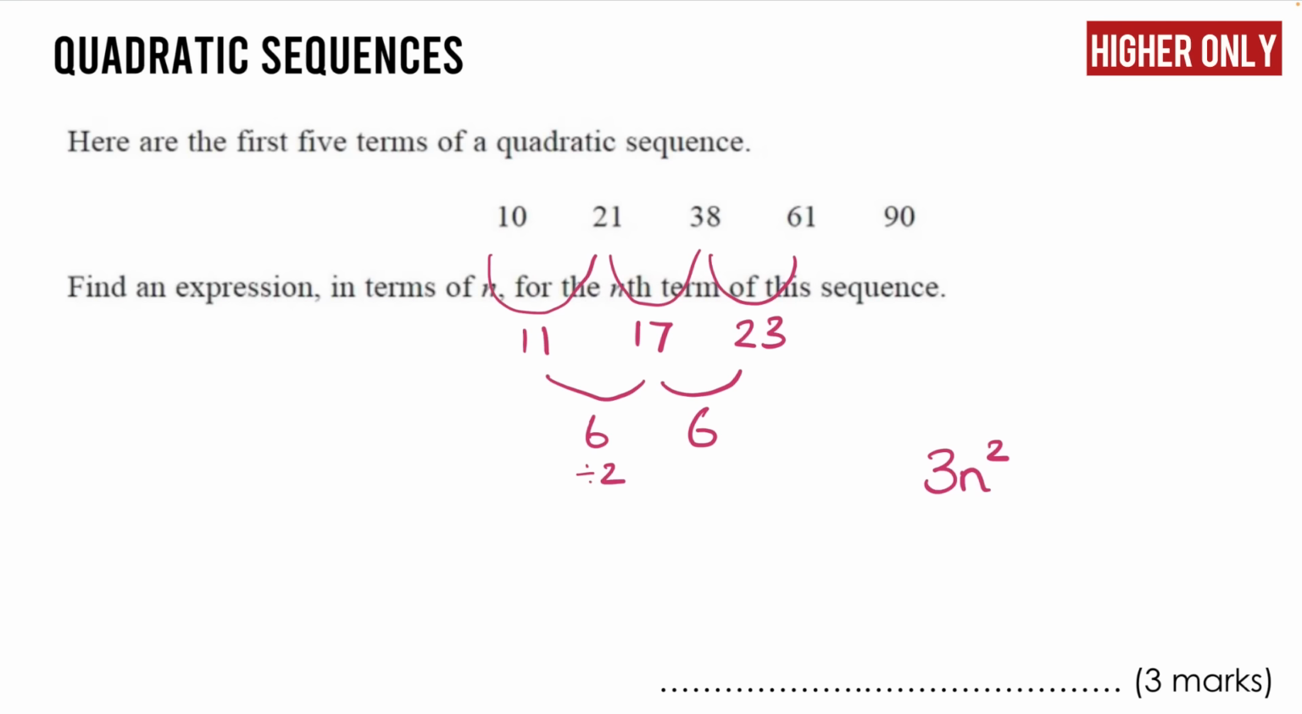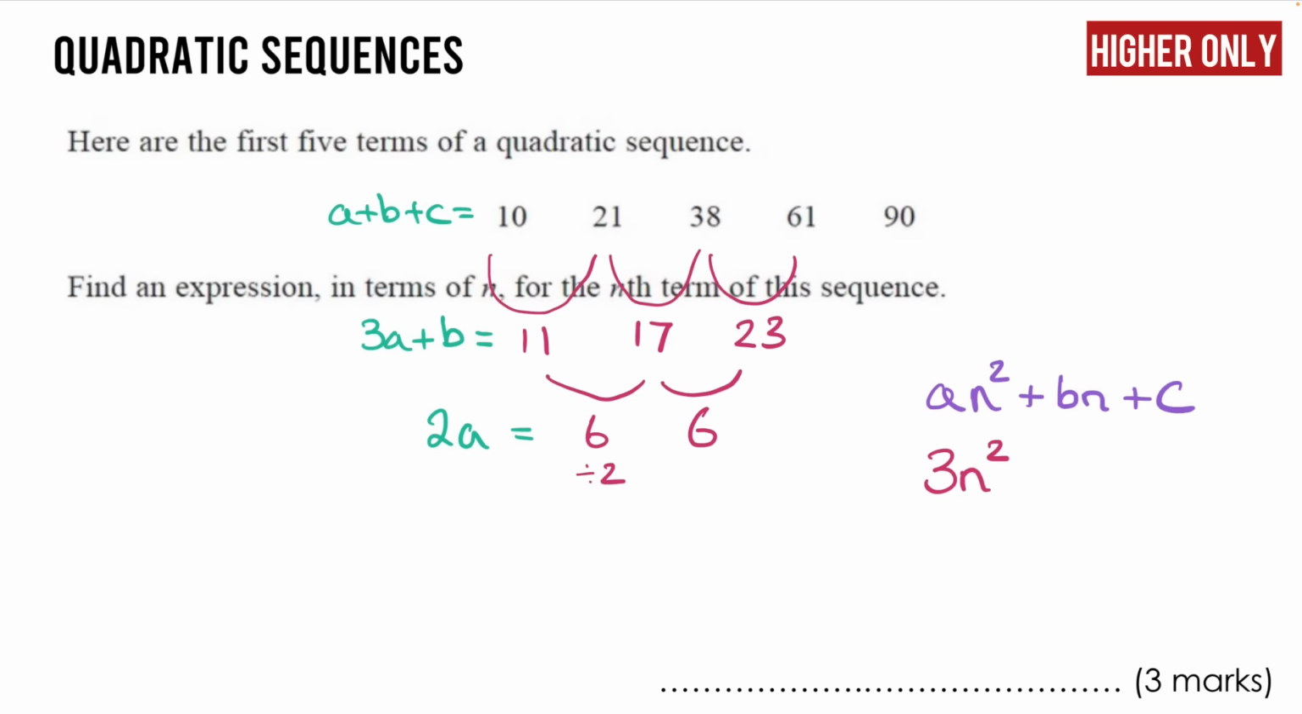Now I'm going to use formulas for the three pieces in my nth term. So 2a is equal to 6. 3a plus b is equal to 11, and a plus b plus c is equal to 10. I just need to solve these, and then they all go in place into my quadratic nth term, which is written in the form an squared plus bn plus c.